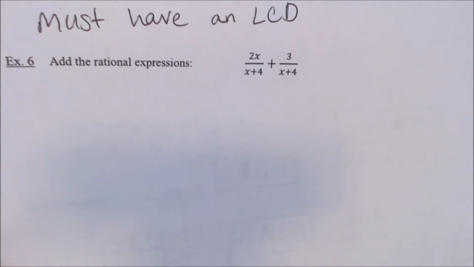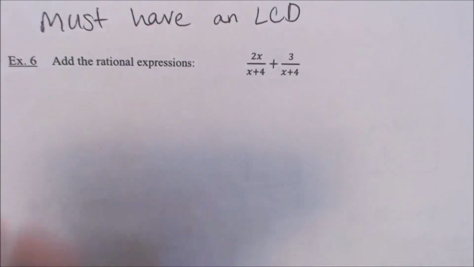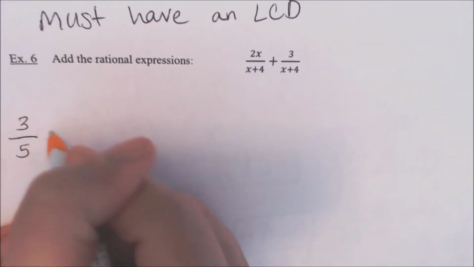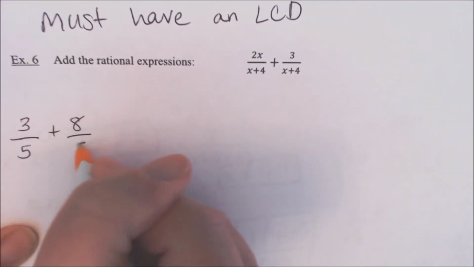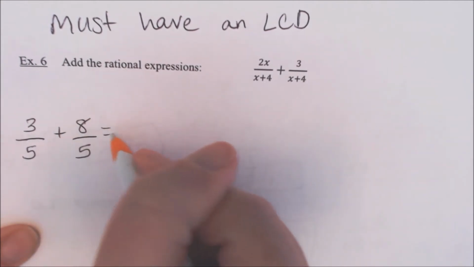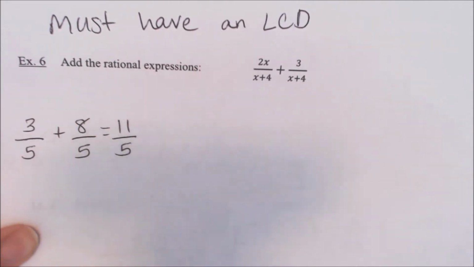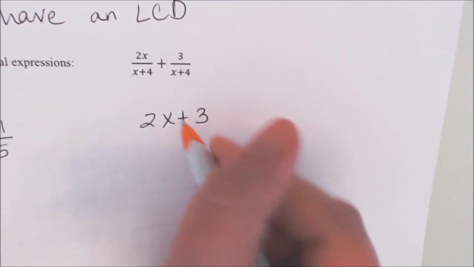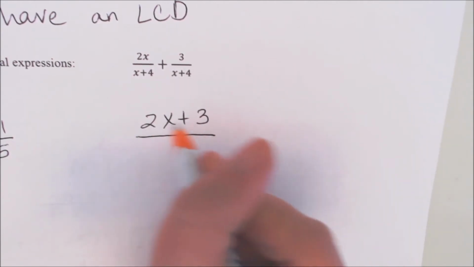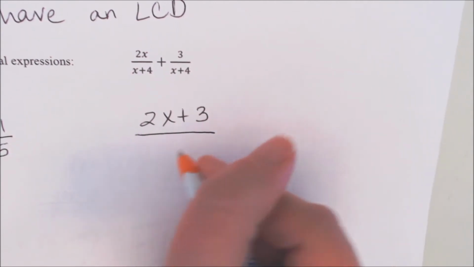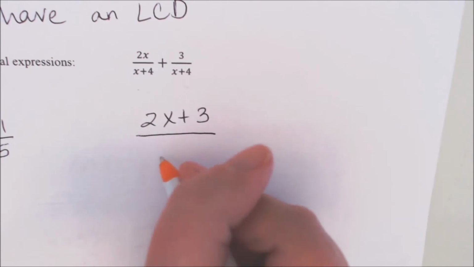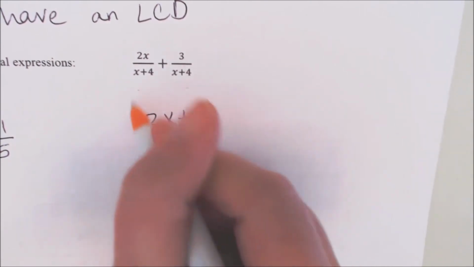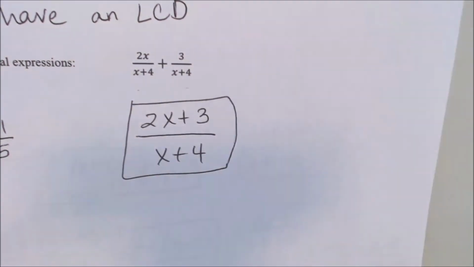We're going to add the numerators together, just like if I had a regular fraction. If I had 3/5 plus 8/5, for example, I would add the numerators and I would have 11. The common denominator would be 5, so I have 11/5. It's the same idea. So I have 2x plus 3 going in my numerator. If they were like terms, I would combine them, but they're not. So I'm just going to write 2x plus 3 over my LCD, my common denominator, of x plus 4. And that's all we have to do for that one because they already had a common denominator.